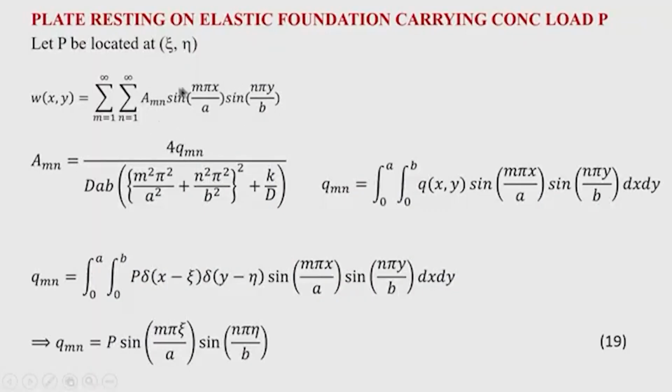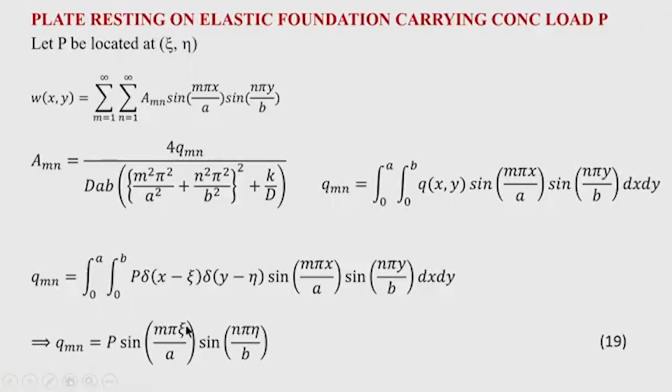The main thing here is that for any problem of a simply supported plate using Navier's method, we use the same deflection series in every problem. The only difference is that, due to loading conditions which differ from problem to problem, we get different values of q_mn. That is equivalent to expressing the external loading in terms of a Fourier series for different cases. So, we get here q_mn as P sin(m pi xi by a) sin(n pi eta by b).